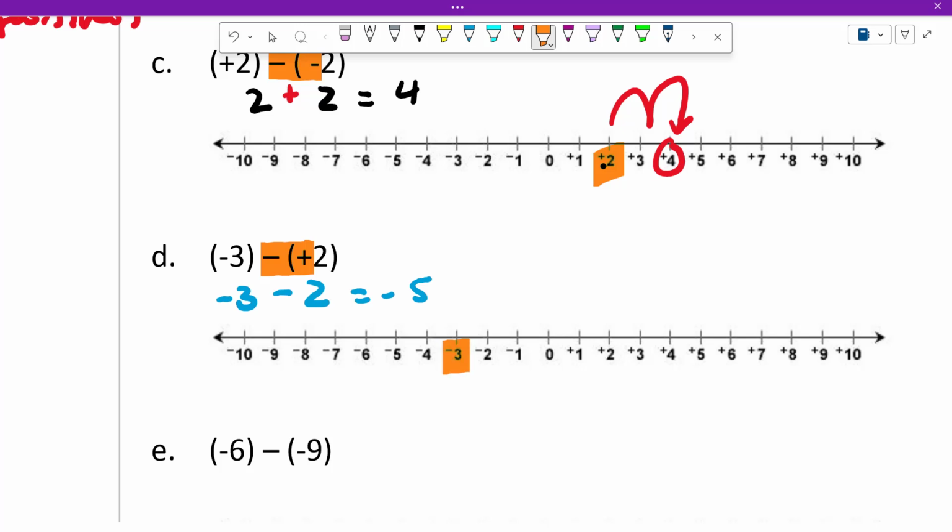We start off at negative 3. We go to the left 2 spots, minus 2. We end up with negative 5. Right? Work at the level you are at. Okay.